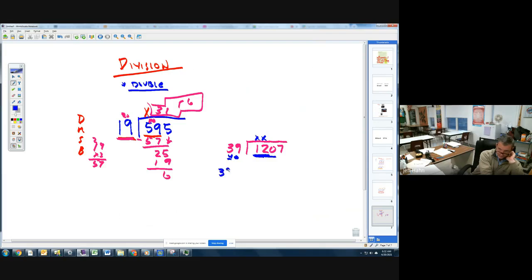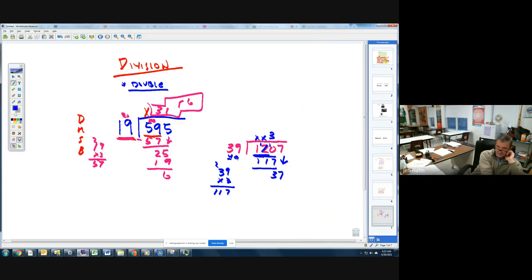So I will try 39 times 3. 27, carry the 2. 9 plus 2 is 11. And that looks like a pretty good number. So I put my 3 up there. 117. Do my subtracting. 7 from 10 is 3. 3 is a good number, and boom. Drop down the 7.